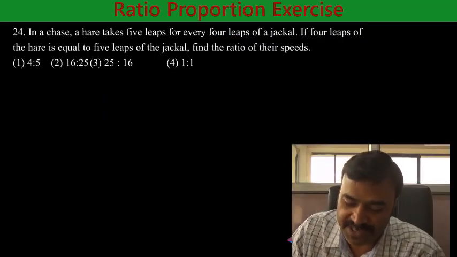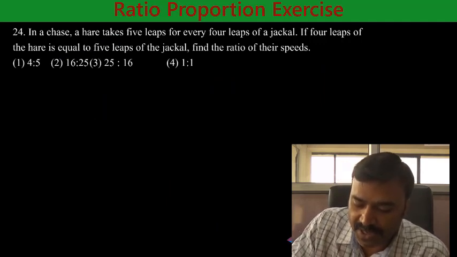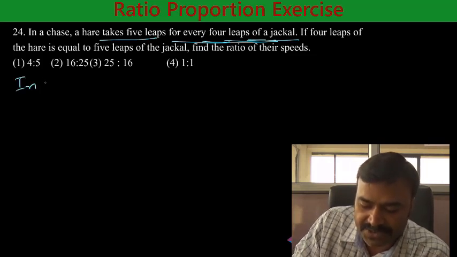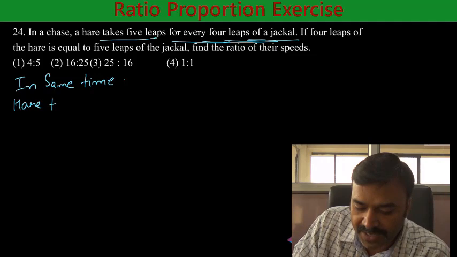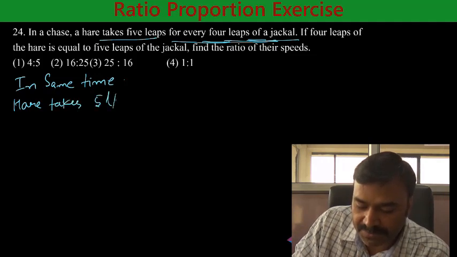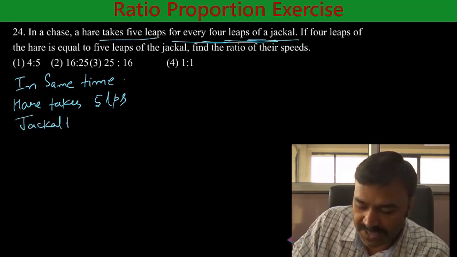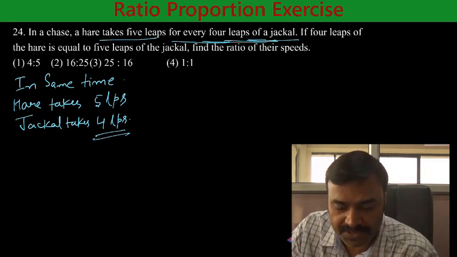Now the next question is a very interesting one. It has appeared in some of the entrance exams earlier also. It says, in a chase, a hare takes 5 leaps for every 4 leaps of a jackal. That is about time. It means in the same time, the hare takes 5 leaps. I'm just explaining the question. I'm not solving it yet. And the jackal takes 4 leaps. Right? So in the exam, when you read this statement, this is what it means.